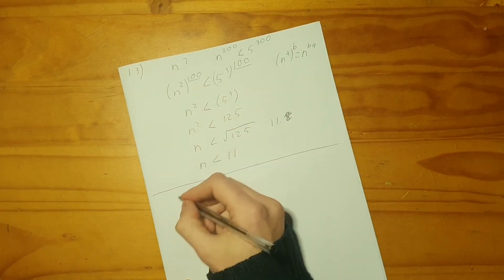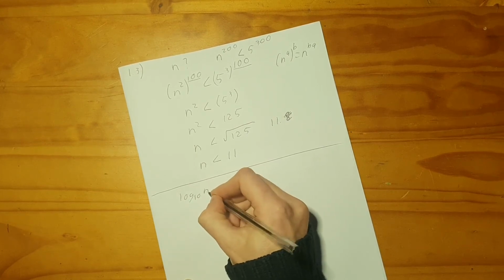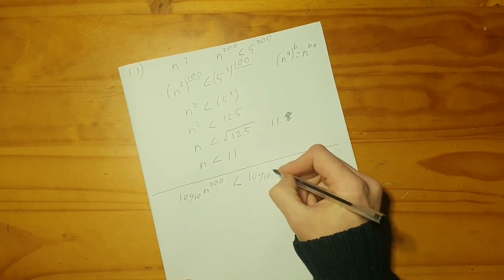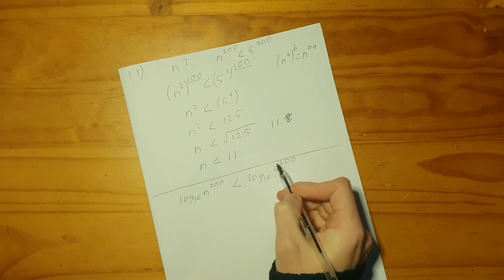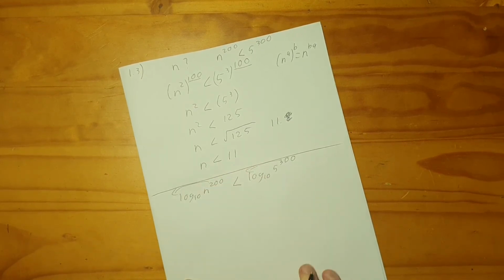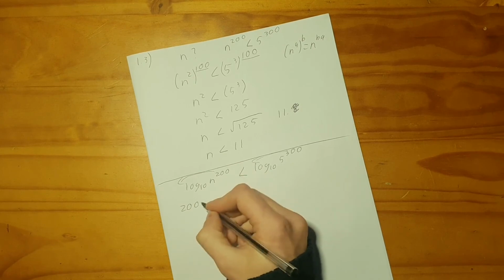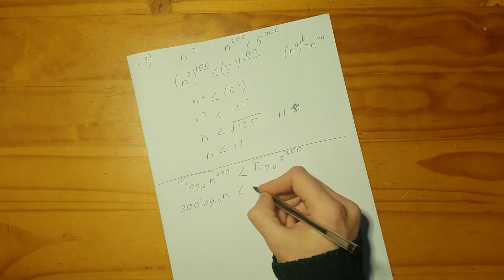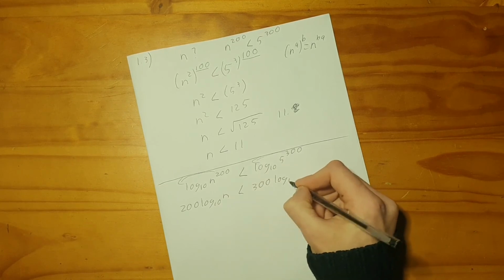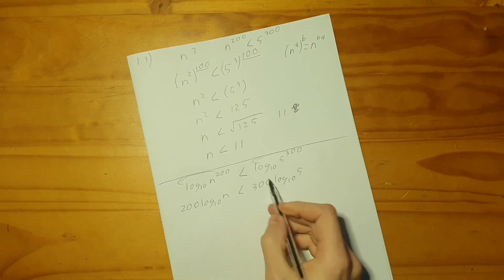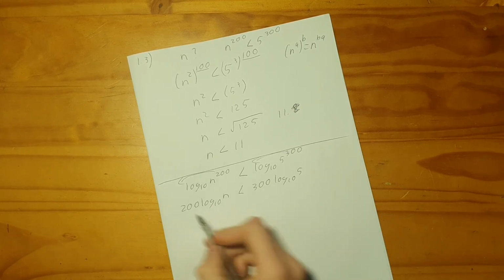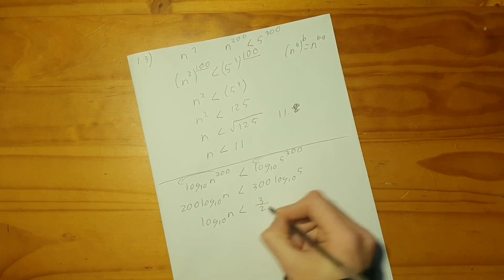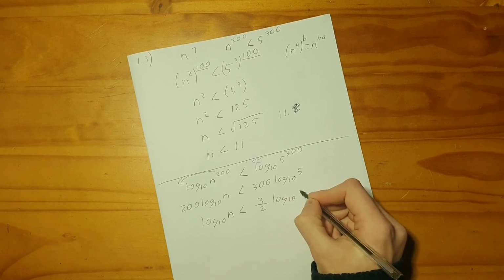You take log on both sides. Log base 10 of n to the 200 is less than log base 10 of 5 to the 300. Then from your rules you can take the 300 down to the front and the 200 down. So you'll be left with this. We can simplify it as a fraction. I'm going to be taking the 200 across. So log of n must be less than 3 over 2 log base 10 of 5.